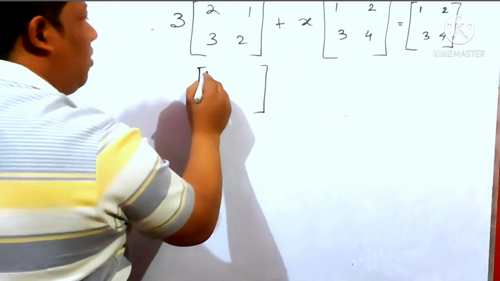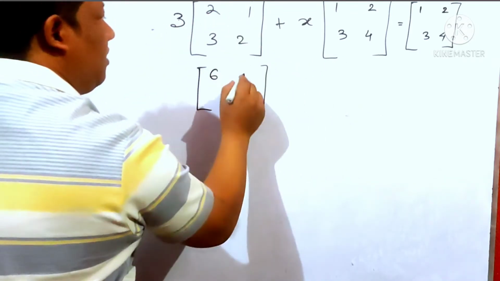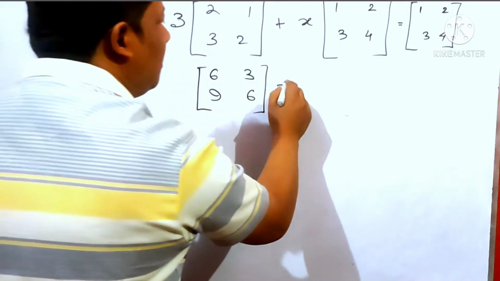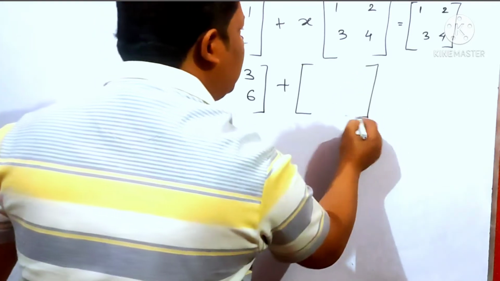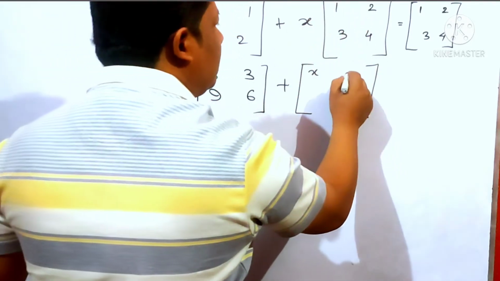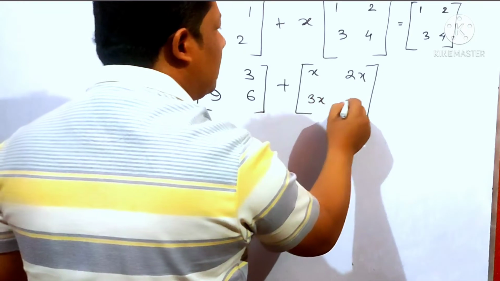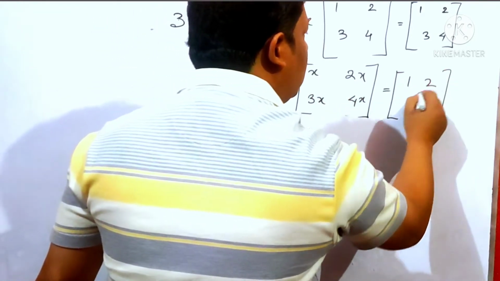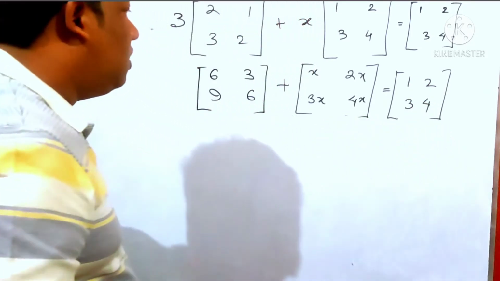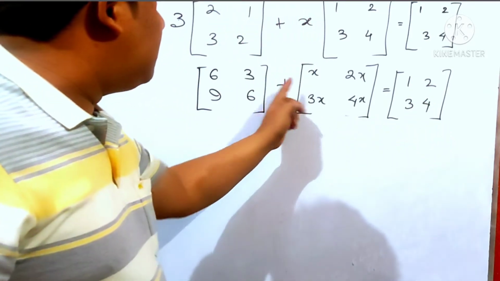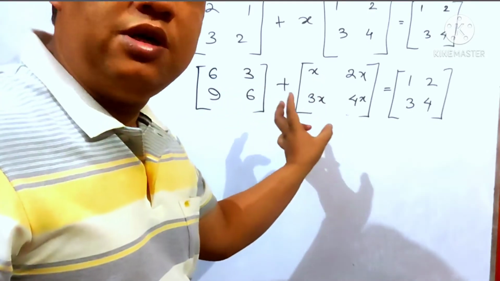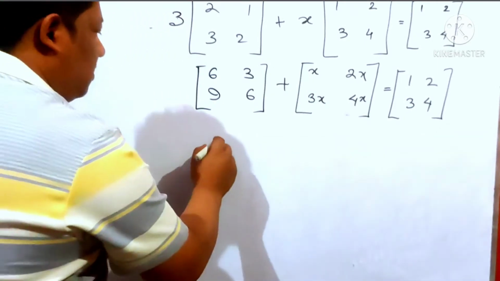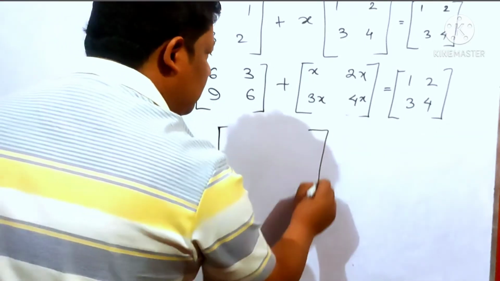So you multiply all these numbers, then you get 6, and this number multiply 3, these two number 9, these two number 6, plus again you multiply all this one, x, 2x, 3x and 4x, and on the right side you write as it is 1 2 3 4. Now look at these two matrices. At first you have to add these two matrices. So you have to do like this.